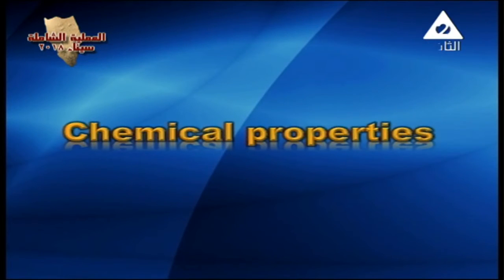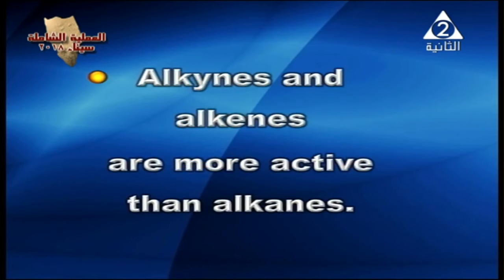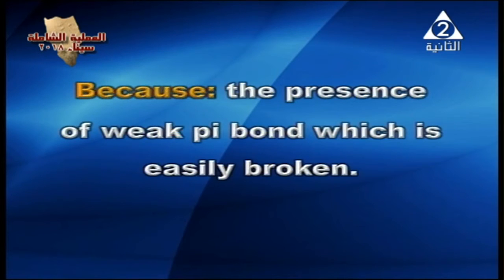Now we are going to discuss the chemical properties. And we have a give reason at this point. Alkynes and alkenes are more active than alkanes because of the presence of a weak pi bond which is easily broken, with 1 pi bond in alkenes, while in acetylene there are 2 pi bonds.